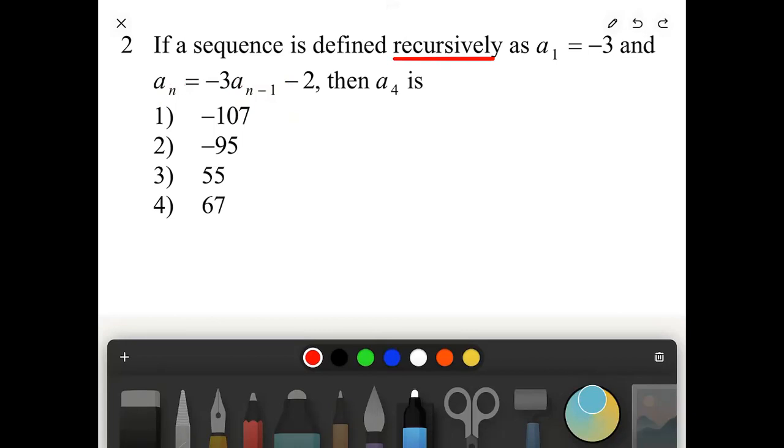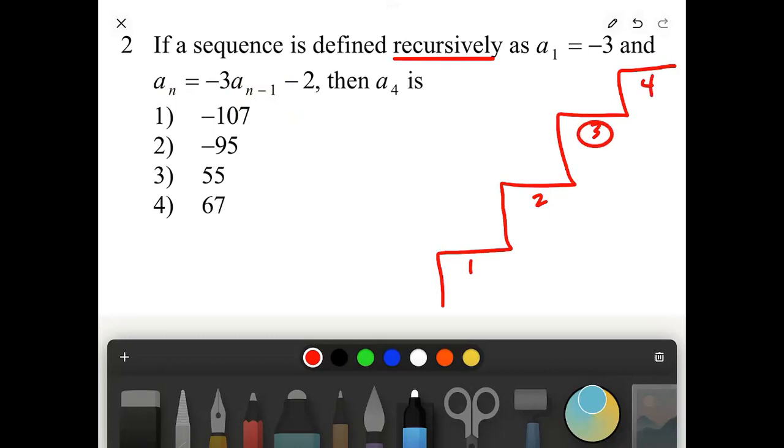Okay. All right. Now, the second thing is I think it's important to know exactly what a recursive sequence is. So I'm going to try to explain it by using some steps. This is step 1, step 2, step 3, step 4. Now, in order to get to step 3, we've got to be on step 2. We can't jump from step 1 to step 3. We got to be on step 2.